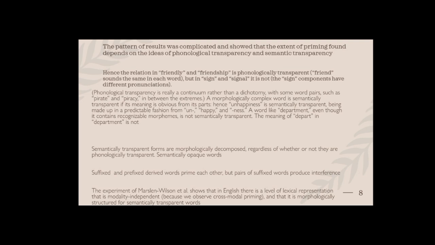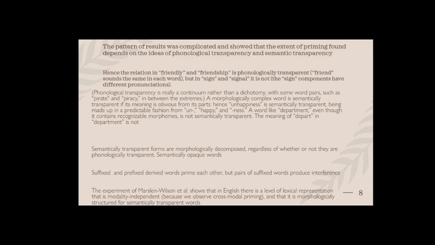Phonological transparency is really a continuum rather than a dichotomy, with some word pairs such as pirate and piracy in between the extremes. A morphologically complex word is semantically transparent if its meaning is obvious from its parts. Hence, unhappiness is semantically transparent, being made up in predictable fashion from un, happy, and ness. A word like department, even though it contains recognizable morphemes, is not semantically transparent. The meaning of depart and department is not related.